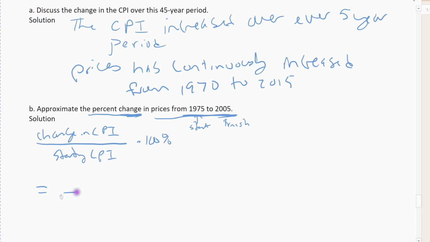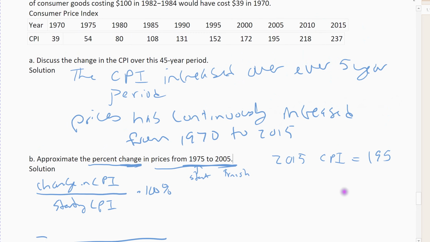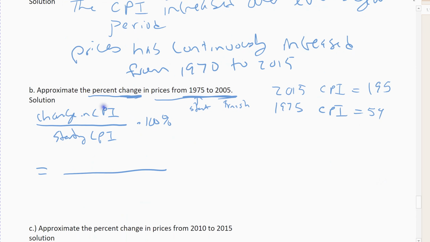And so we find the change. So up top would be the change. Well, in 2015, the consumer price index was 195. If you go look at the table, in 1975, the consumer price index was 54. And so the first thing is I have to find the change, the difference. To find the difference, how much did it grow by? Well, I subtract. I take my 195, which is my 2015, subtract away where we started, and that'll give me the difference, how much the consumer price index changed over those years.